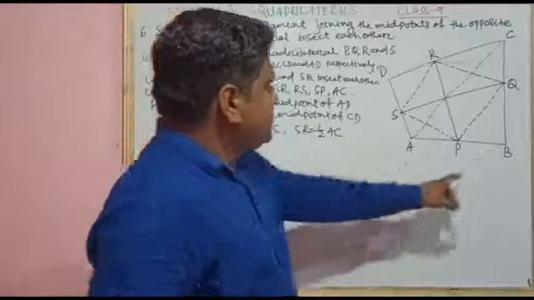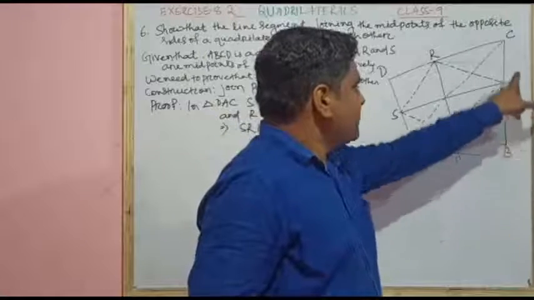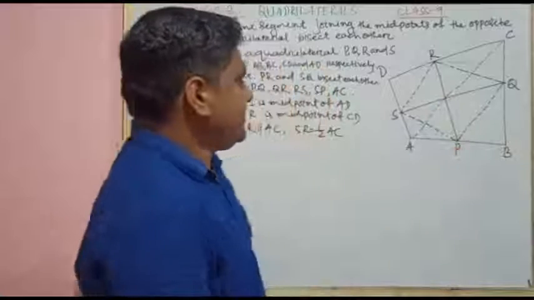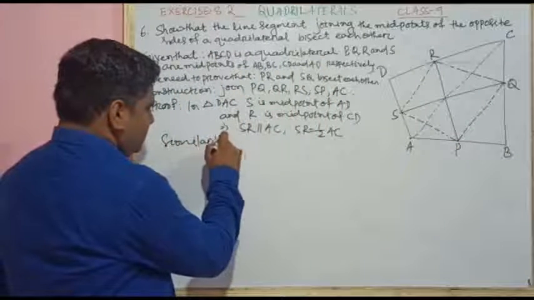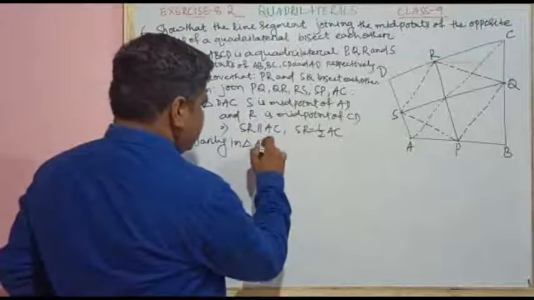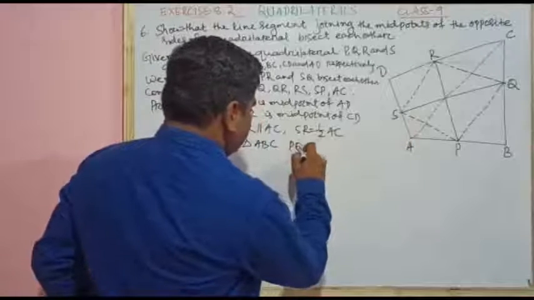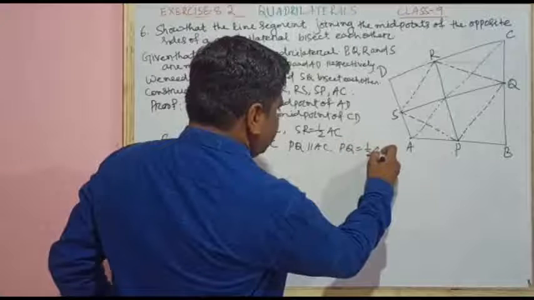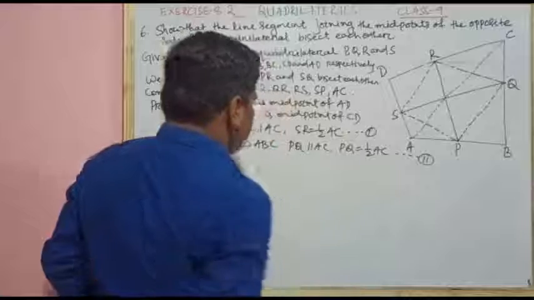Similarly, in triangle BAC, P is the midpoint of AB and Q is the midpoint of BC. So we can write PQ is parallel to AC and PQ is half of AC. Let this be equation 1 and this be 2.